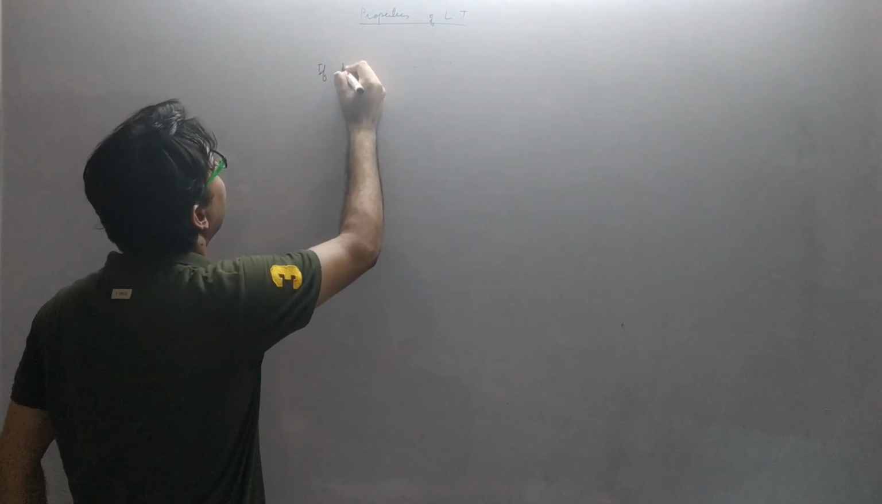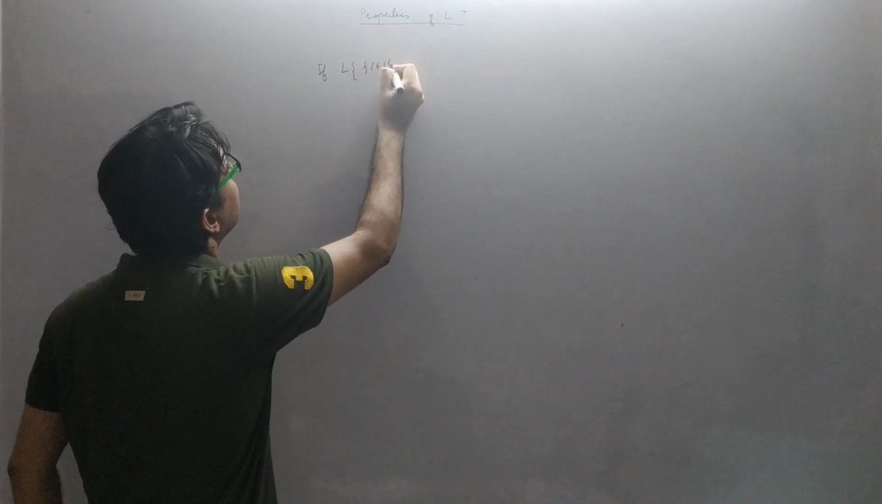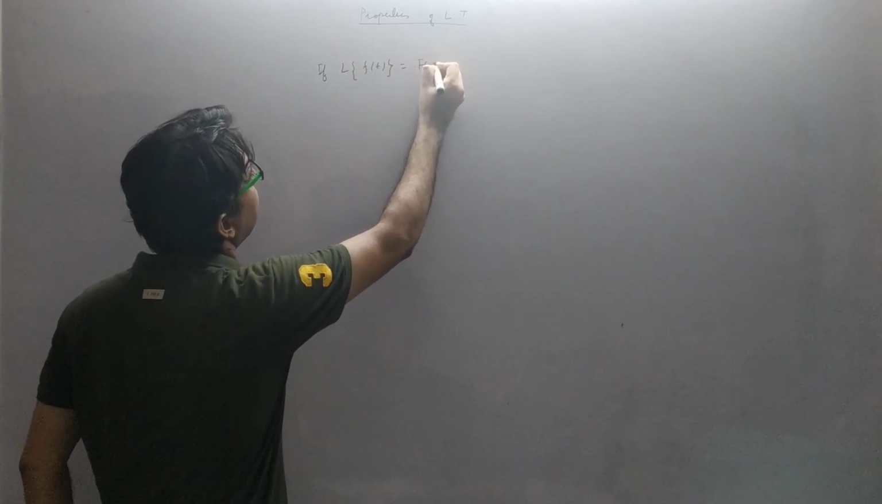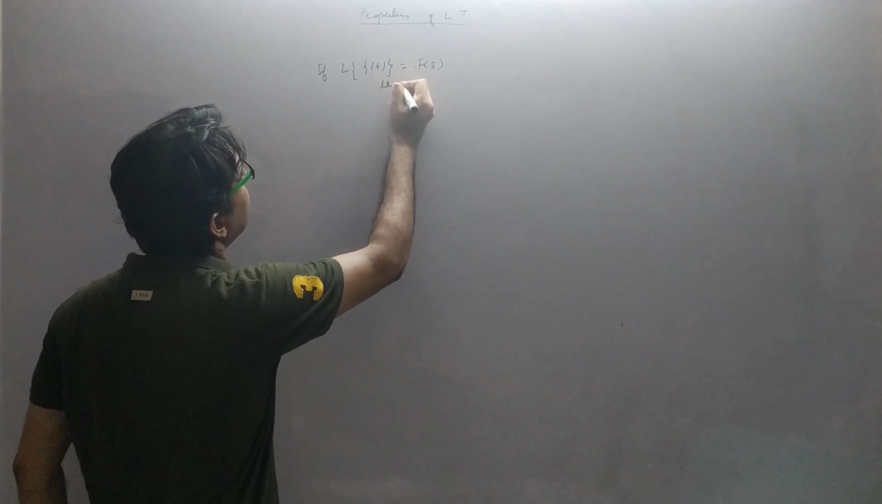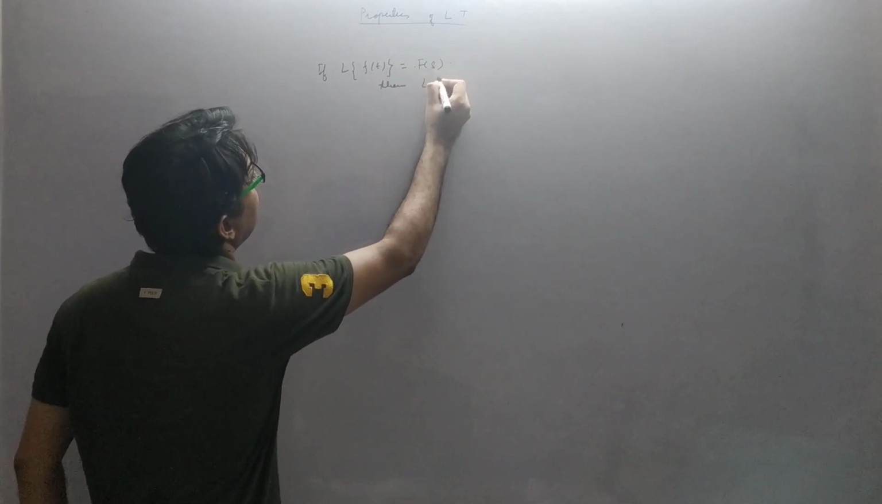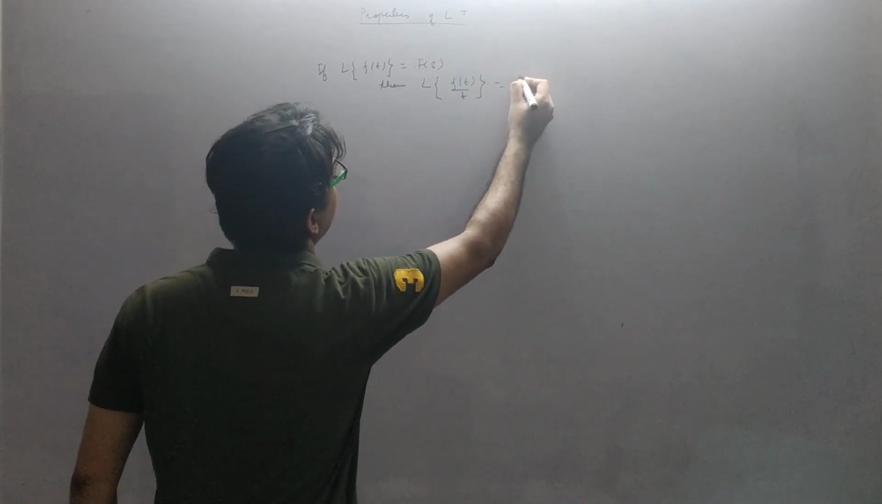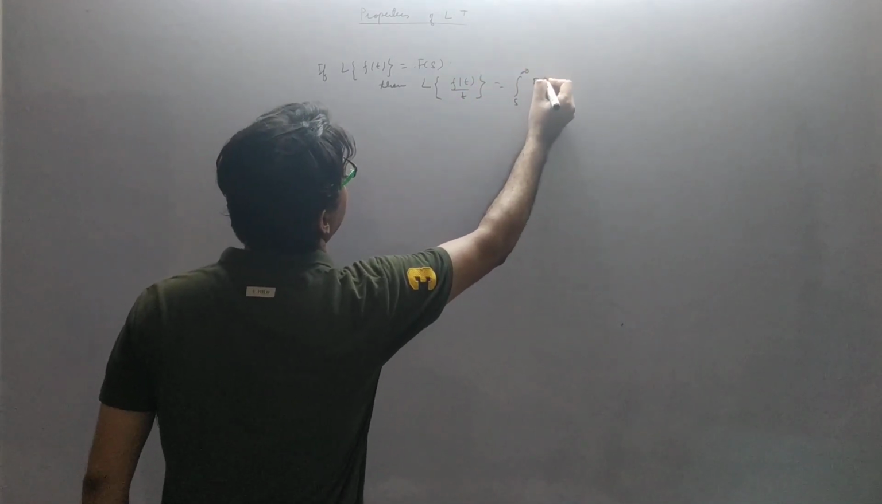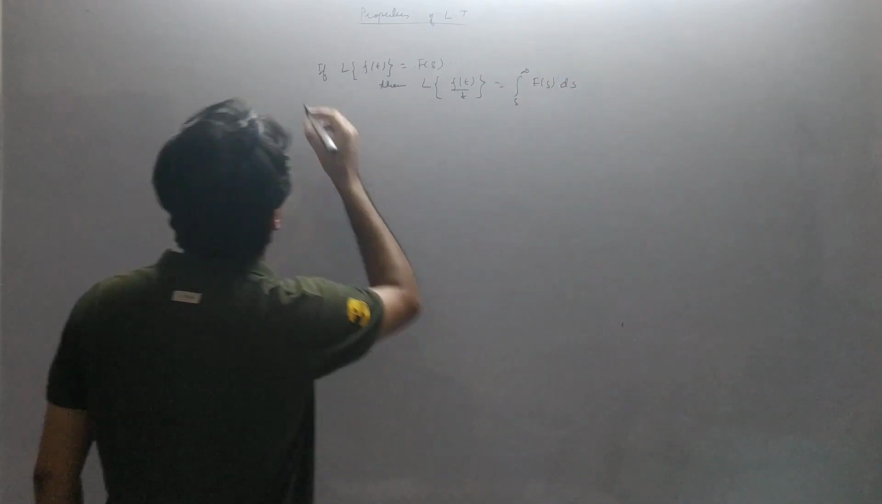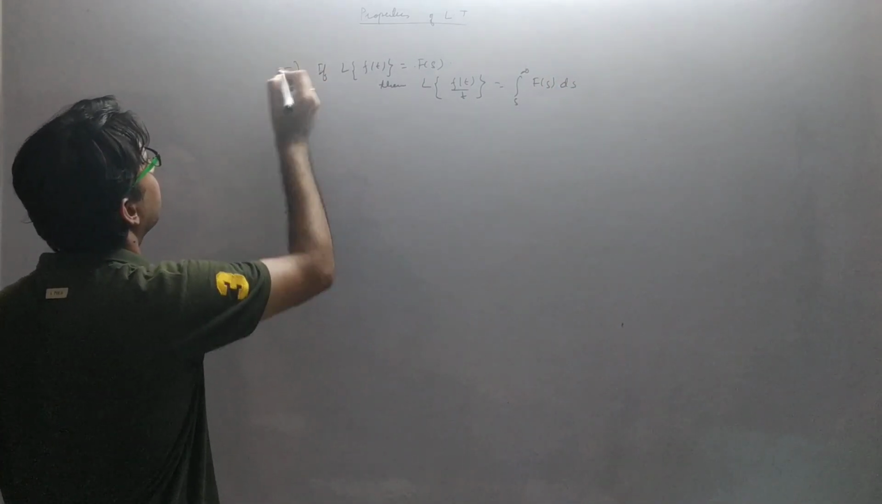If Laplace transform of ft is equal to f of s, then Laplace transform of ft by t is equal to integral from s to infinity f of s ds. This is the third property.